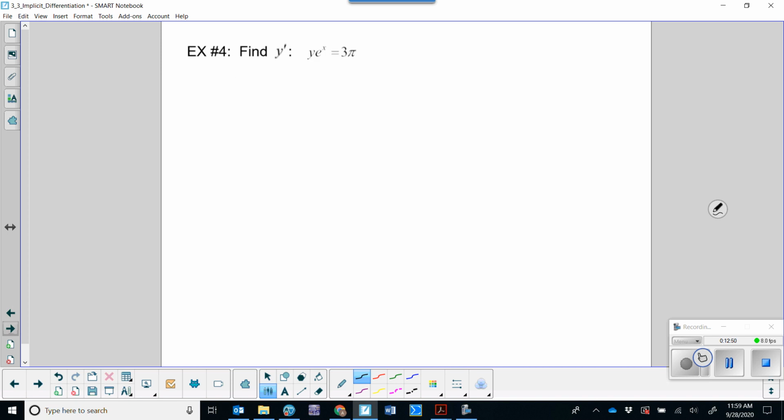All right, so now we have another one that says find y prime, again, which means dy dx. So unless you're told otherwise, it means dy dx. So on the left, I have y times e to the x, and on the right, I have 3 pi, which is a constant. So on the left, again, I have a product. I have y times e to the x. So again, helpful to say times when you say that in your head so you remember.